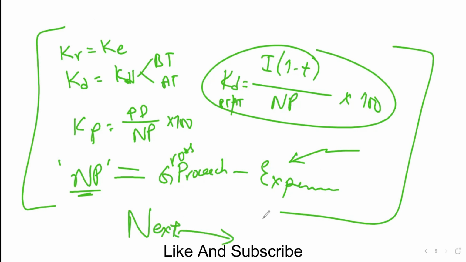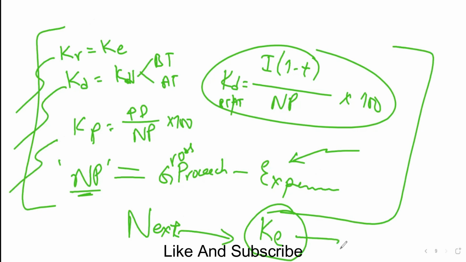What is that next we have to learn? KE. KD हो गया, KR हो गया, KP हो गया. What is that we have to learn now? KE, sir. Ready for the magic? 1 second, sir. Screenshot ले लो.